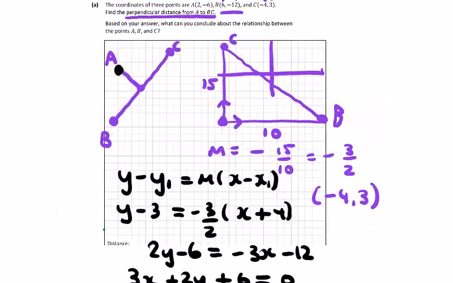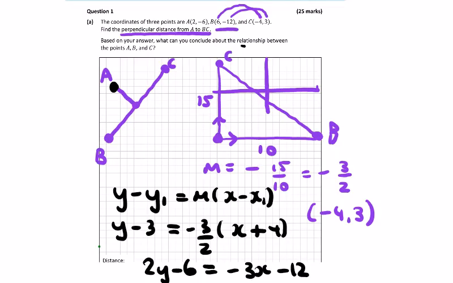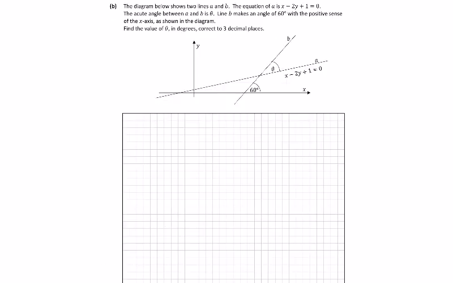And we're asked to comment on it. Comment on the relationship. Well, A would have to be on the line somewhere. So collinear. I think there might be two L's in collinear. Collinear, these 3 points is what they're looking for in this question.